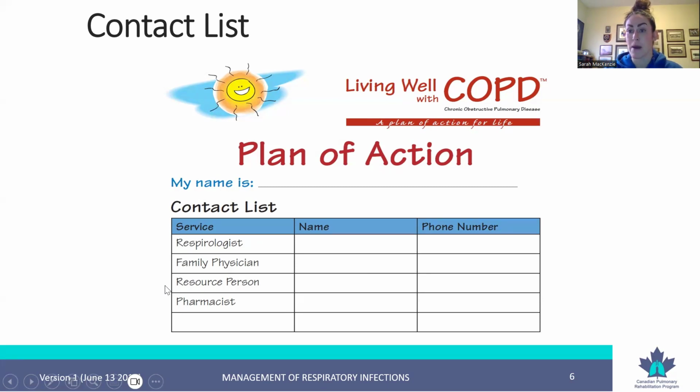Resource person. So depending on who you are and how your life is, this could be your spouse, this could be your PCN nurse, this could be a neighbor, a friend, whoever is the person that you call if you need assistance. If you live alone, and we'll talk about this later, it's really, really important that you have a contact person and that you let them know when you are sick.